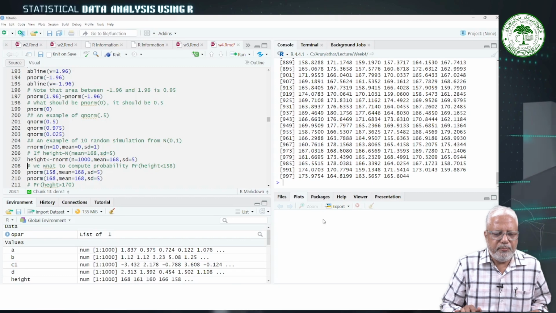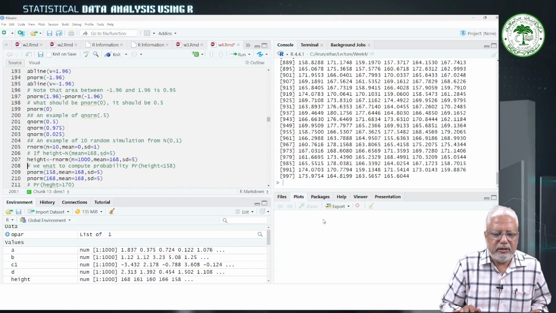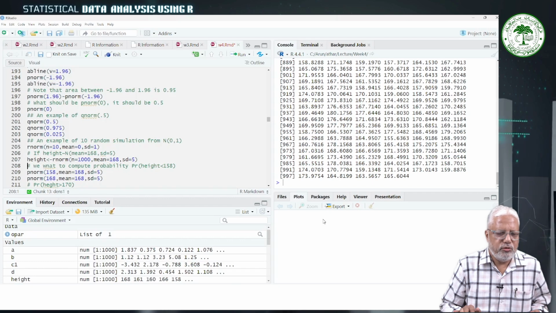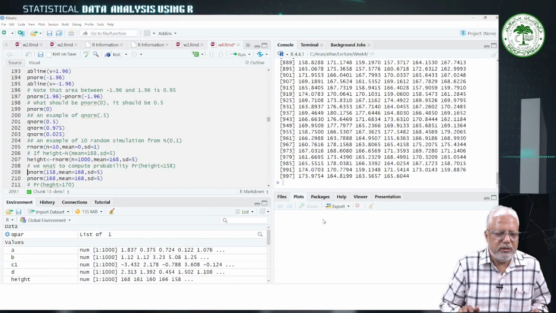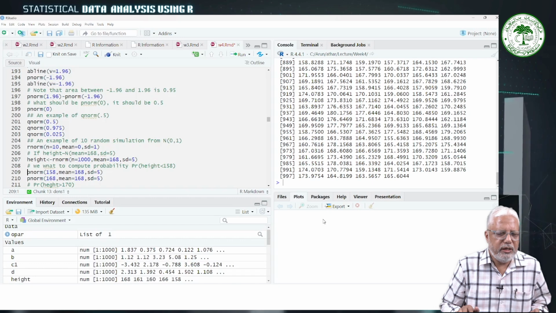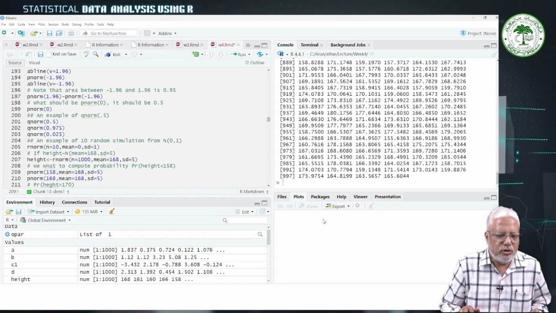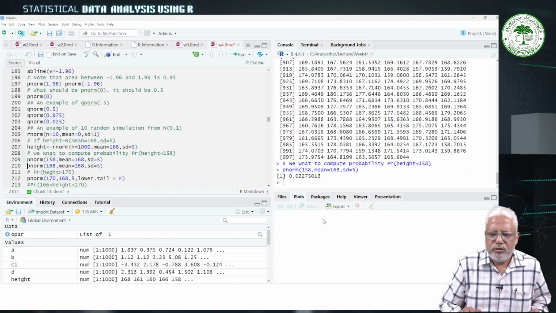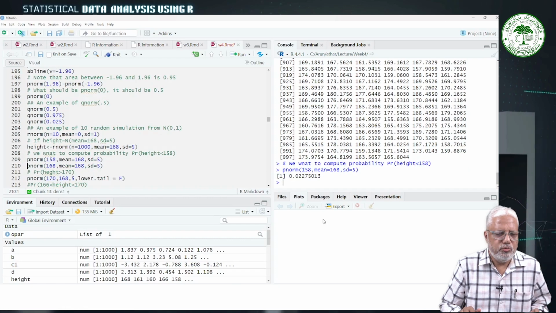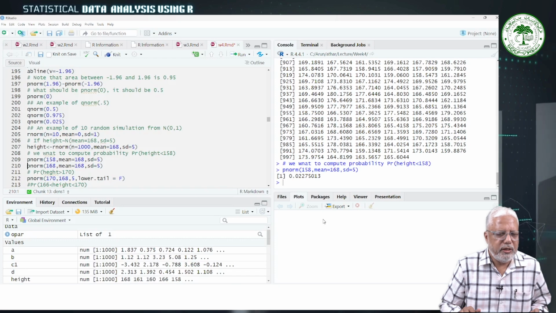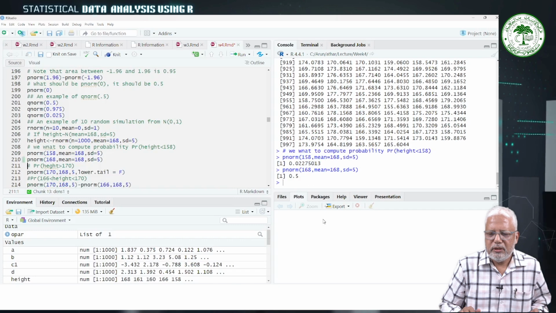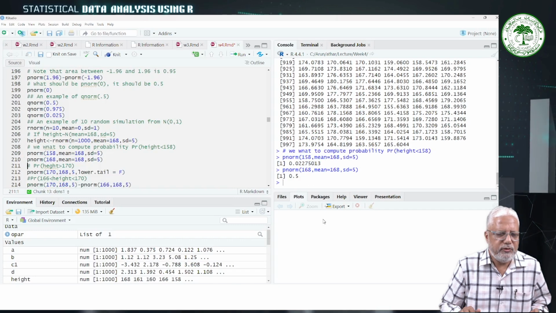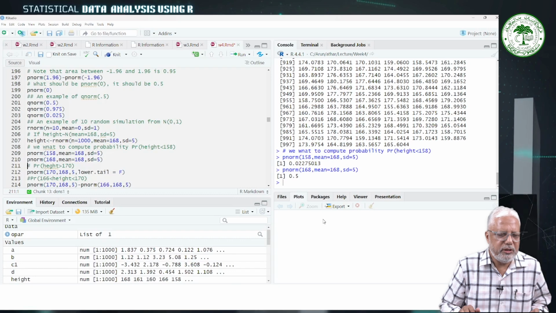Suppose we want to compute the probability of height less than 158. What we have to do is use pnorm, probability less than 158, mean equal to 168 and SD equal to 5. So it is 0.022. But if we want to compute the probability less than 168, it is 0.5, because 168 is the mean or median.